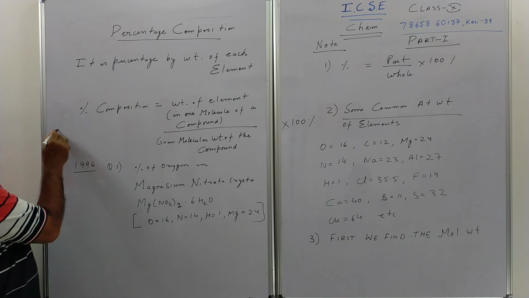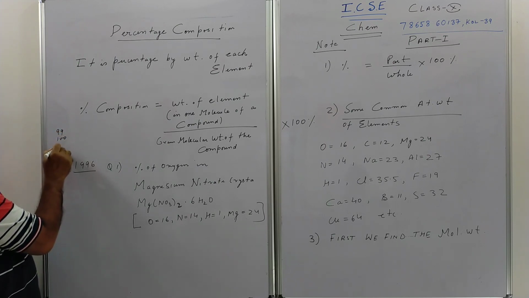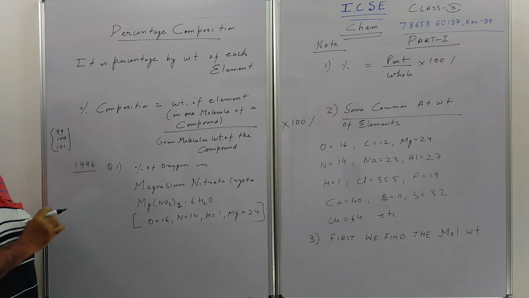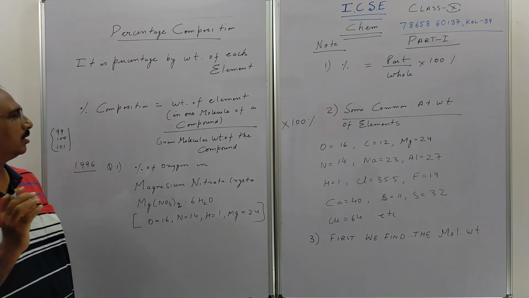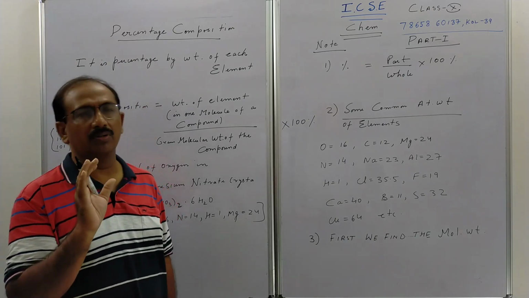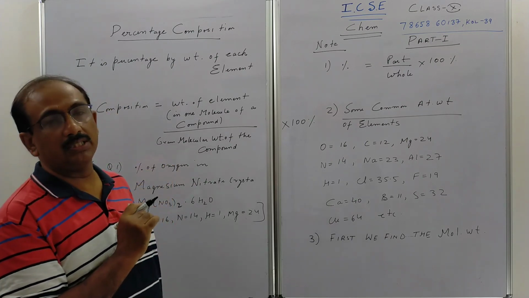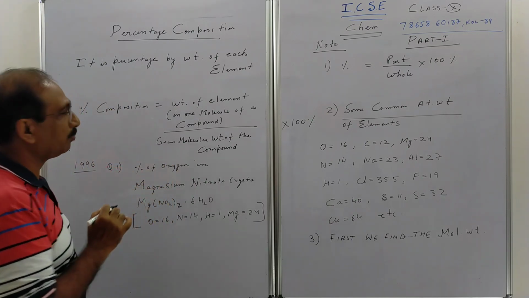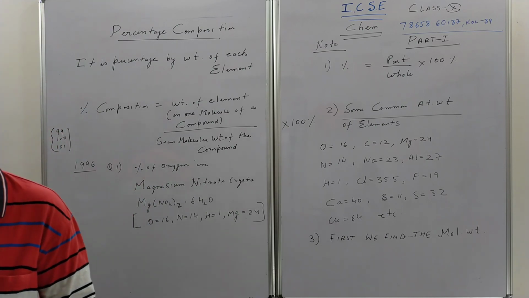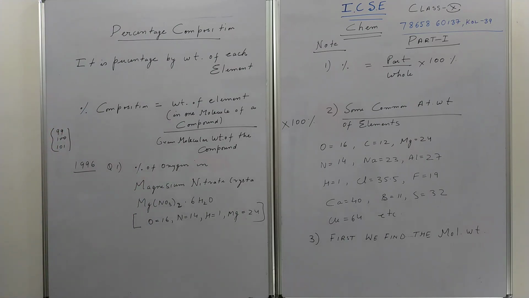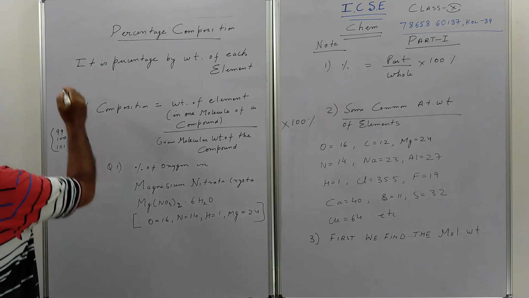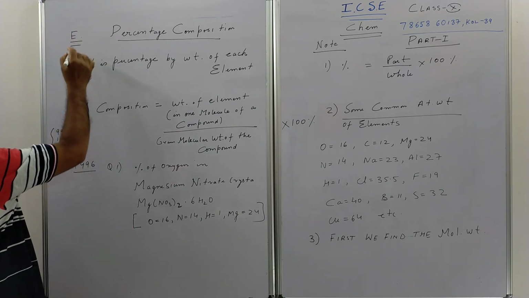If you see pages 99, 100, 101 in the old book and new book, you will see 3 pages where previous year questions are given under A, B, C, D, E. And I think we start with percentage composition. If you see the book, percentage composition is in part E. See page number 100. So percentage composition is E, then we will go to F. So we start from easiest to hardest.